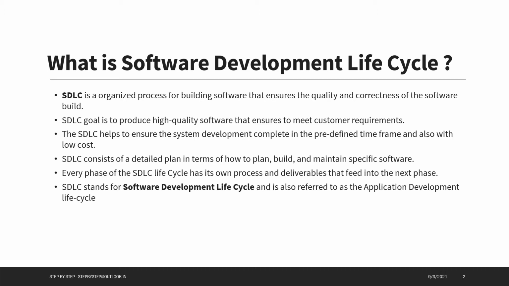SDLC consists of a detailed plan in terms of how to plan, build and maintain specific software. So it will articulate the plan for building software. Every phase of the SDLC lifecycle has its own process and deliverables that feed into the next phase. Okay, so the output of every process is important because that will be the entry criteria for the next process. Okay, SDLC stands for software development lifecycle, so we all know that. Sometimes it is also referred to as application development lifecycle.